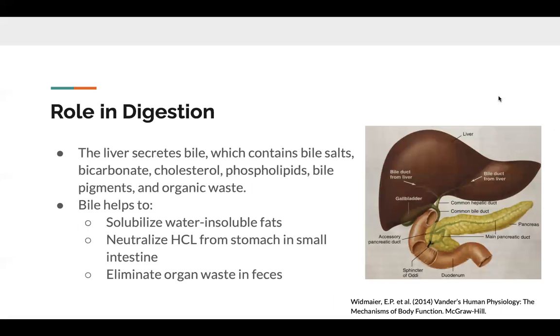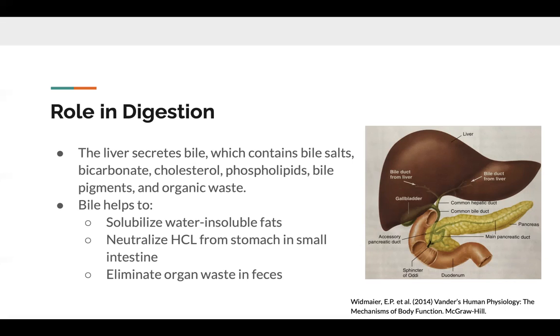To aid in digestion, the liver secretes a substance known as bile, which contains bile salts, bicarbonate, cholesterol, phospholipids, bile pigments, and organic waste. To review what we saw on the first slide, the bile is first secreted into small ducts that come together to form the common hepatic duct. The gallbladder is a small sac that branches off from the common hepatic duct and stores bile in between meals. During a meal, the gallbladder is stimulated to contract, and bile is pushed into the common bile duct and into the small intestine, where it can aid in digestion.